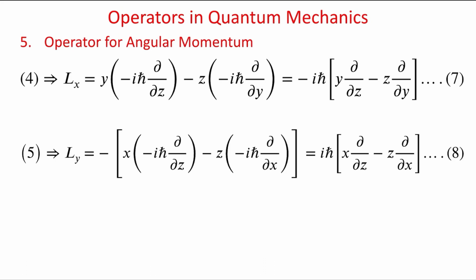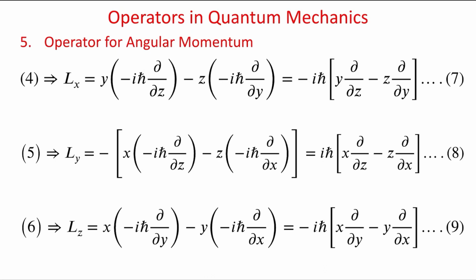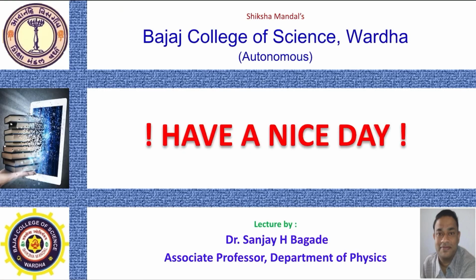Similarly, the operator for the y component of angular momentum, Ly, is given by i h cross (x del del z minus z del del x). This is given by equation 8. And the operator for the z component of angular momentum, Lz, is equal to minus i h cross (x del del y minus y del del x). This is given by equation 9. So equations 7, 8 and 9 give the operators for the x, y and z components of angular momentum. So that's all about the operator.